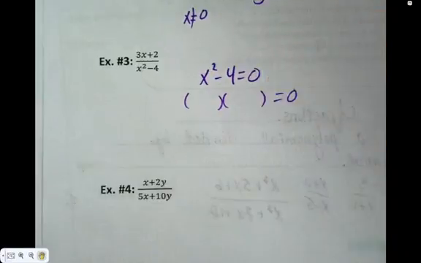No, I heard factor first, so we're factoring. No, I heard factoring, we're factoring. I heard it first.